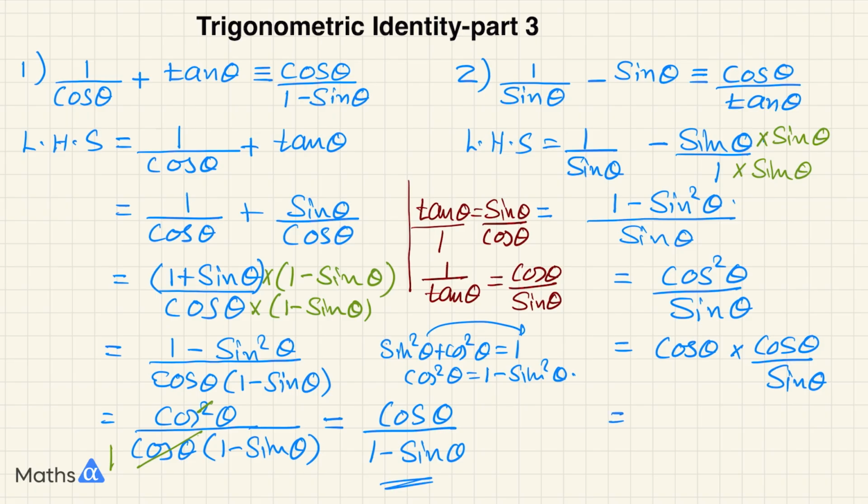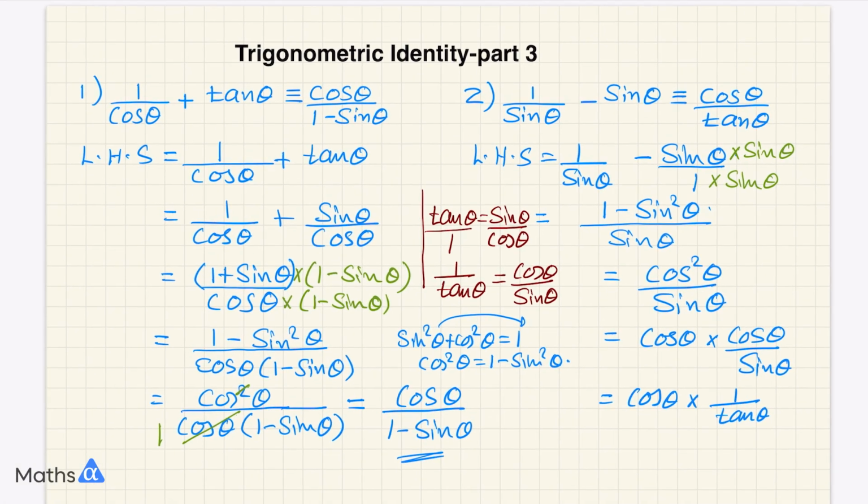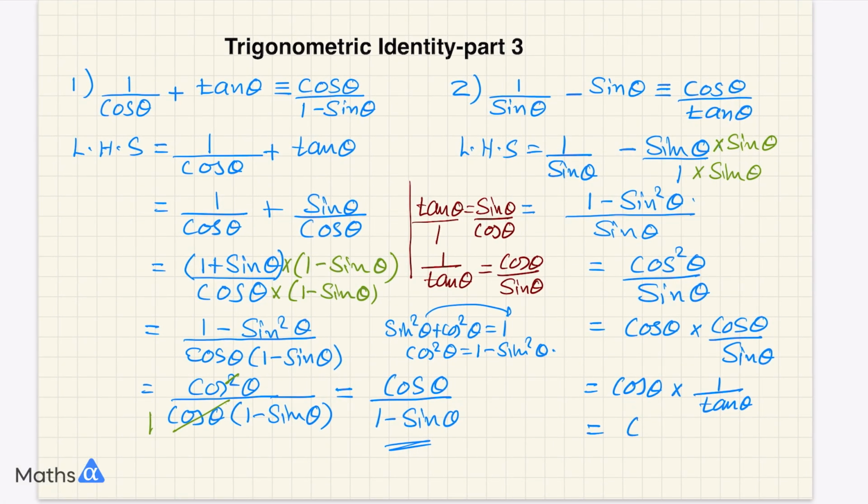So now I'm going to write that result here. We have cos theta times 1 over tan theta, which is actually the same as cos theta over tan theta. Now you can see that we have proved the result. We have cos theta over tan theta. That is what we need to get here on the right hand side.